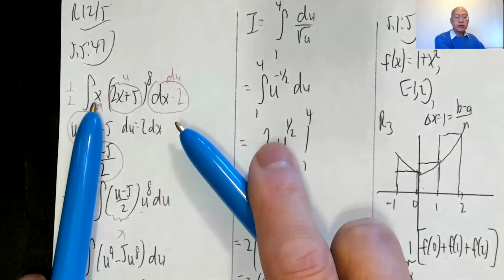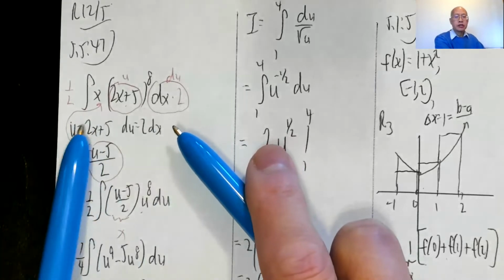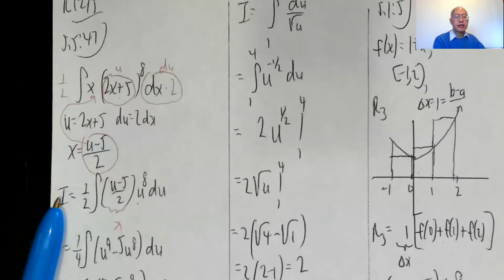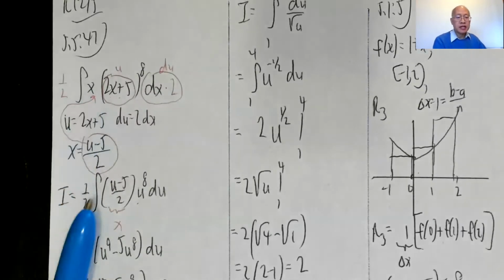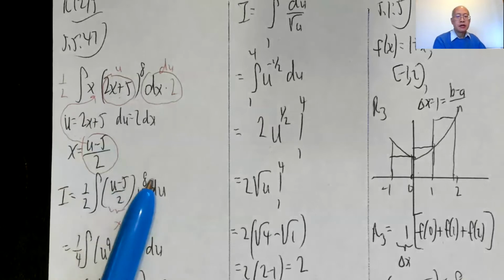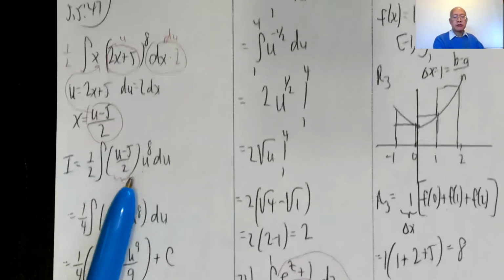I need to solve for x also, a little bit of simple algebra. X is u minus 5 over 2. So the next step, there's a half outside. I stands for the original integral. X is now u minus 5 over 2, times u to the 8th du. Okay, and now this is pretty easy to do.